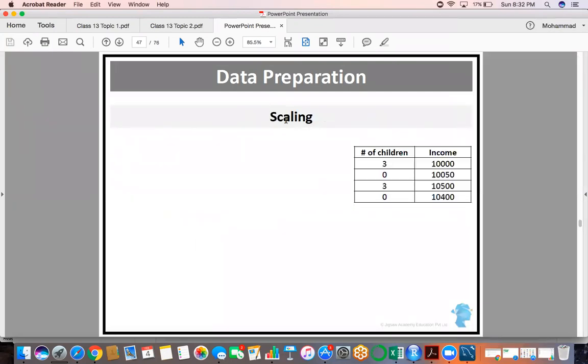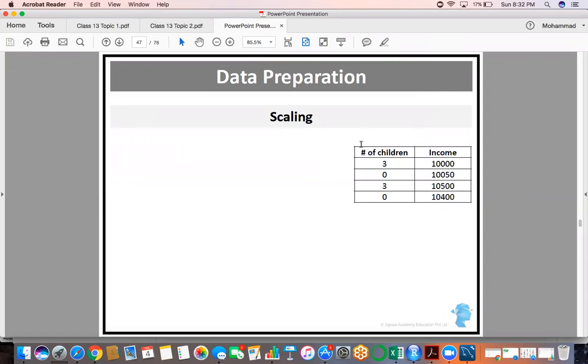See a good example here: number of children and income. There are two variables. One is number of children, which will always be 1, 2, 3. A person cannot have 500 children, and it cannot go more than a single digit.